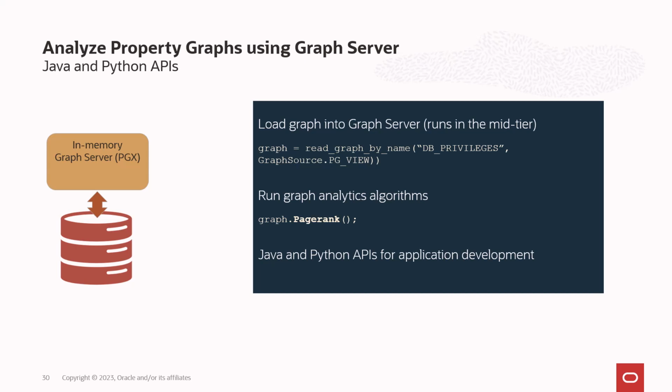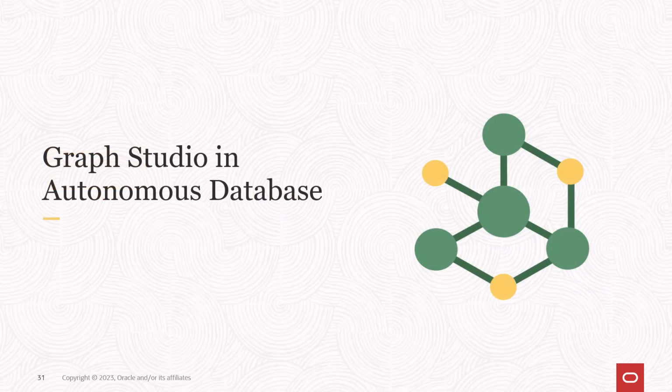It comes with Java and Python APIs, and those APIs allow you to load and, let's say, consume a graph into the graph server and then run some analytics in memory and in parallel. On the Autonomous database, it's even simpler because this is the exception where you never have to install any additional piece of middleware like this graph server, because everything is integrated within the Autonomous database framework.